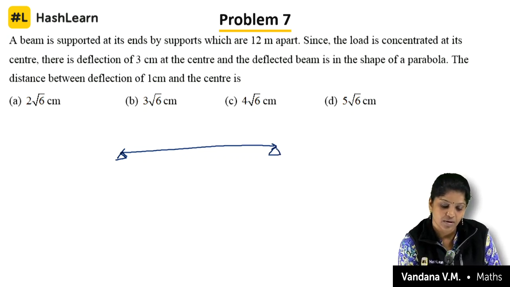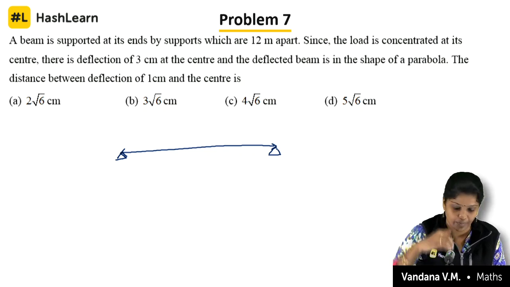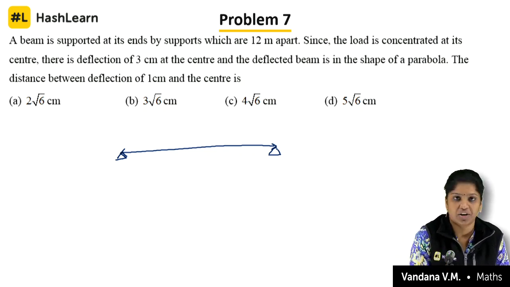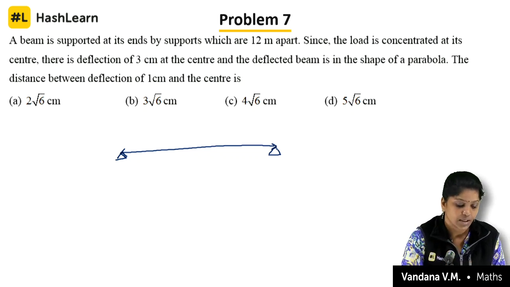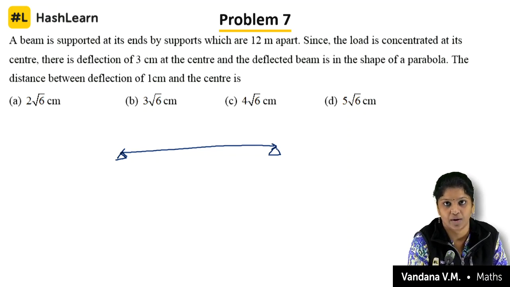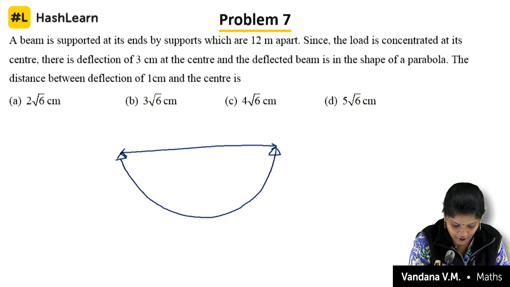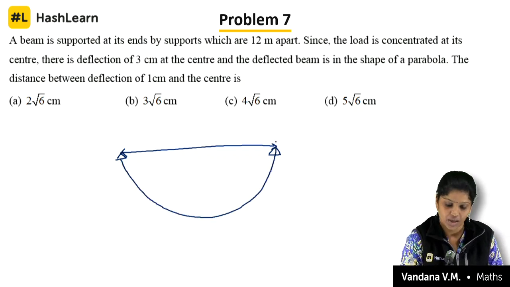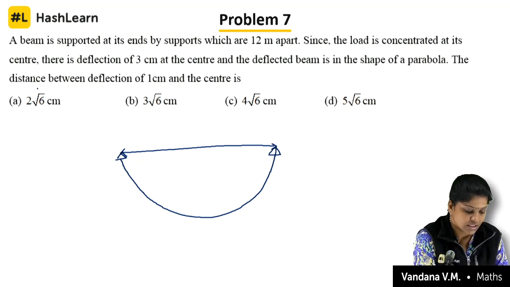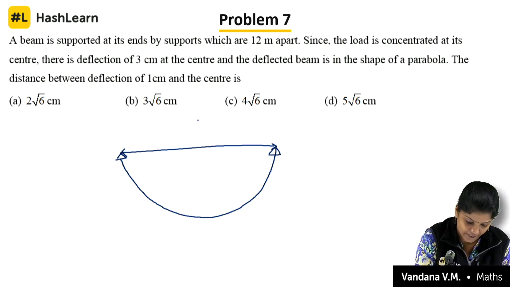Now, what is happening? Because the whole load is concentrated in the middle, there is a deflection. Deflection means bend. 3 centimeters at the center, and the deflected beam is in the shape of a parabola. So, how did it bend? It bent in the shape of a parabola. Okay. The distance between the deflection of 1 centimeter and the center is. So, what were they asking?